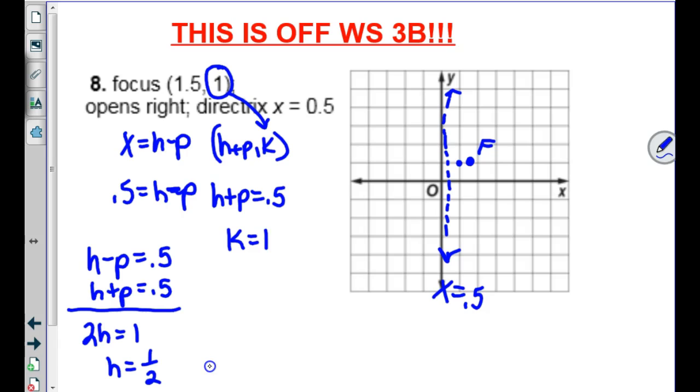That's not what we got though, was it? You said it was at 1, 1. What did I do wrong? K is 1. Oh, this is 1.5. The focus is at 1.5. So h plus p is 1.5 right there. So when I added, I should have got 2. Yep, good thing I'm not putting this on the quiz, huh? So I get h equals 1. And then if I plug that back in, it would leave p as 0.5.